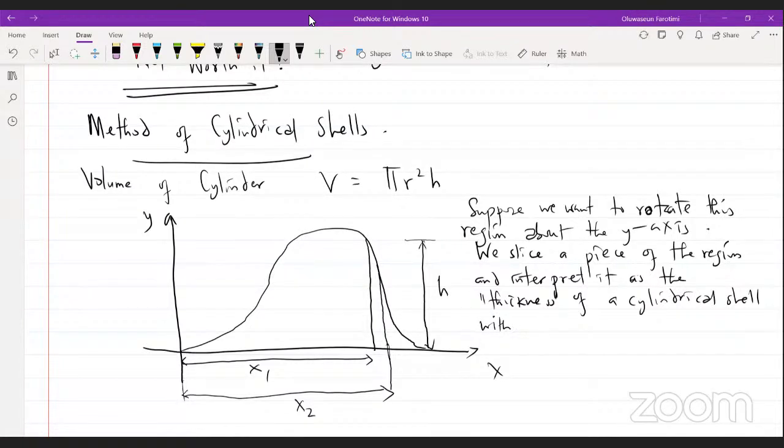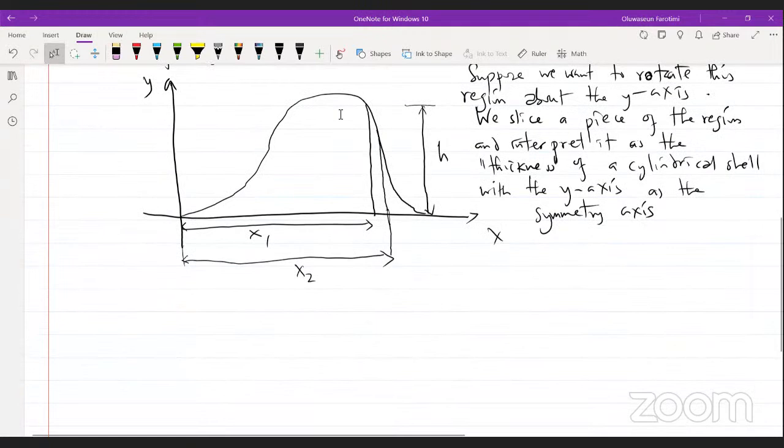Okay, so with the y-axis as what we call the symmetry axis. Okay, so over here, of course, we're drawing a function y equals f of x. I want to show you guys how we came about the formula for the volume in this case.